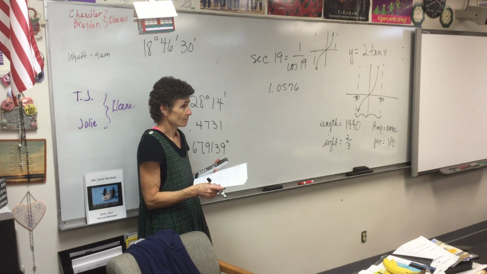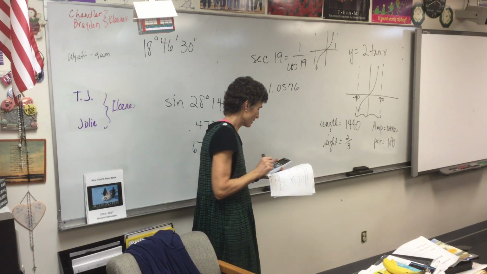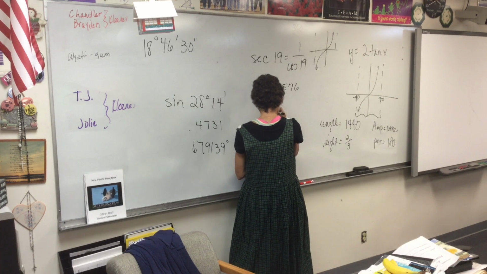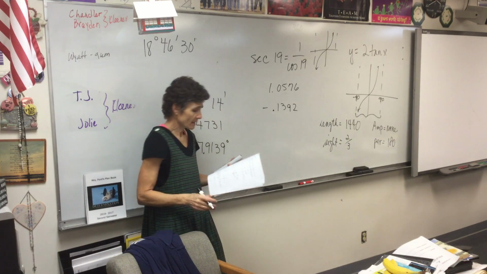Everybody getting that? Okay, the next one's easy. Cosine 98. Cosine 98 is negative 0.1392.